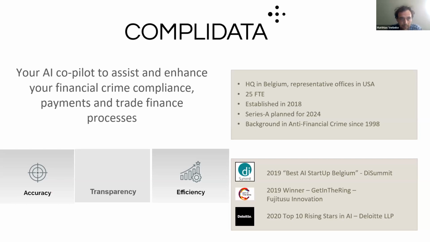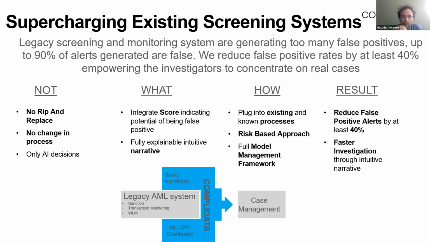And actually, most of our people have a lot of experience in anti-financial crime since the actual beginning of this process. What we stand for is accuracy, transparency, and efficiency. So what do we do? We are supercharging existing screening systems and monitoring systems.